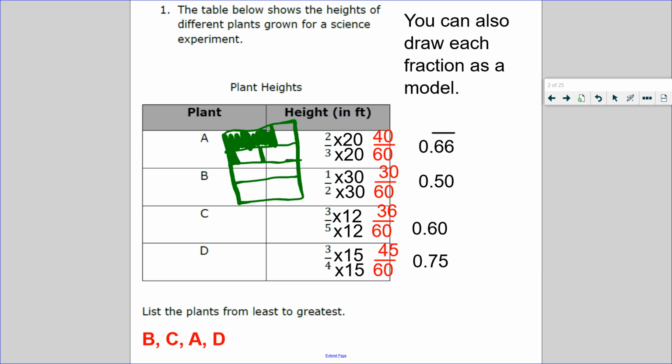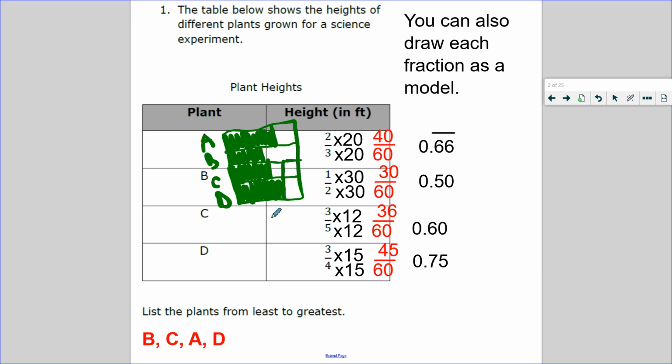Half is here, and 2/3 is more than half. Half is half. 3/5 is 1, 2, 3, more than half, and 3/4 is more than half. So which one is the least shaded of all? A, B, C, D. B is shaded the least. Then it looks like C, then A, then D. So that's one way you could have done it.